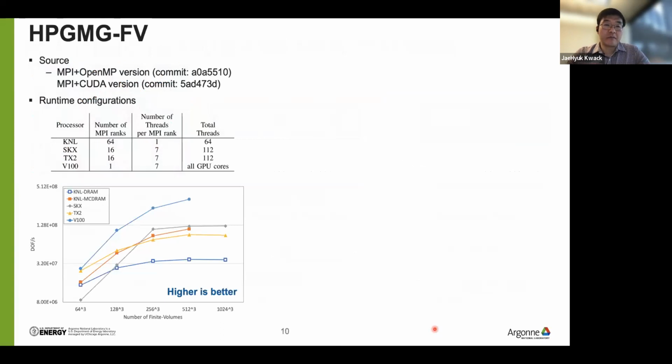I don't want to go through every detail of each application. I just want to show some examples of how we evaluate and compute the performance analysis. For the HPGMG part, as I mentioned, we use 2 different ports: the OpenMP port for CPU and the CUDA port for GPU. And as you see here, we ran all possible runtime configurations at each architecture, and then we chose the best runtime configuration for performance, right? So we didn't just run one case and report it.